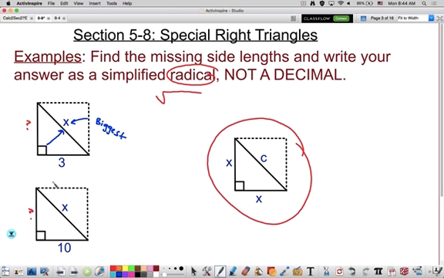Question mark? Give it a name, right? What do you want to call it? R? Okay. So let's see. R squared plus 3 squared equals x squared. Well, if I want to solve for the missing side, I should pull 3 squared over, right? So r squared equals x squared minus, well, 3 squared is 9, right?